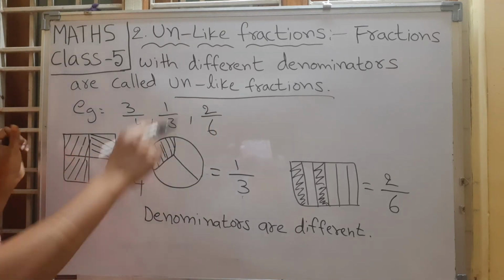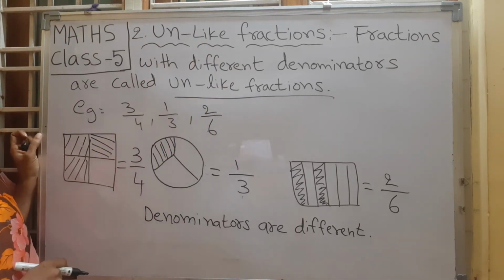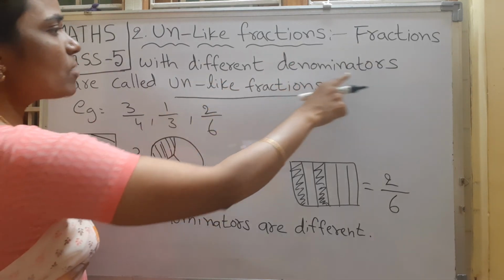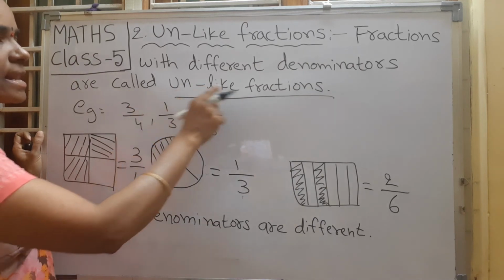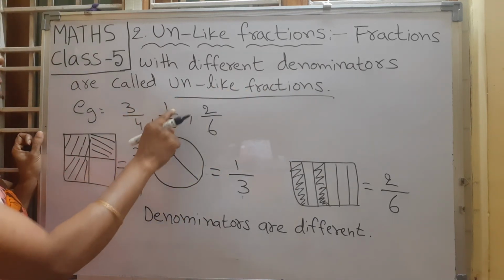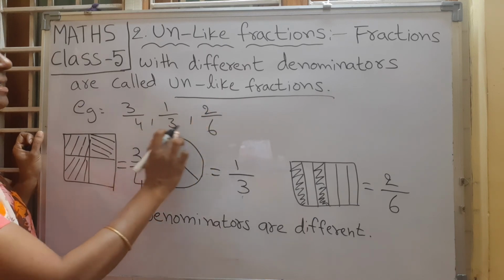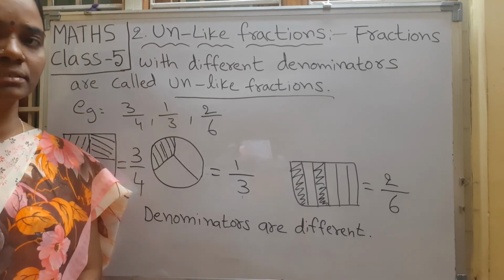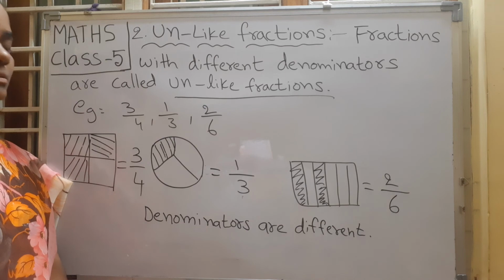Okay, children? So what are unlike fractions? Everyone repeat after me. Fractions with different denominators are called unlike fractions. So here, check the examples: 3 by 4, 1 by 3, 2 by 6. Here denominators are different. So these are the unlike fractions. Understood, children? Yes. Note it down.